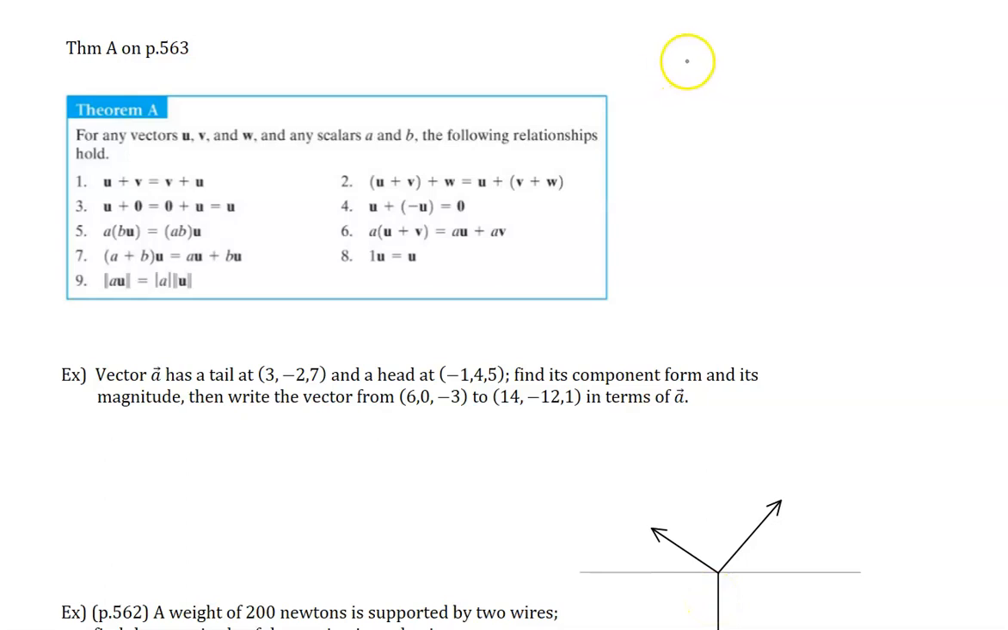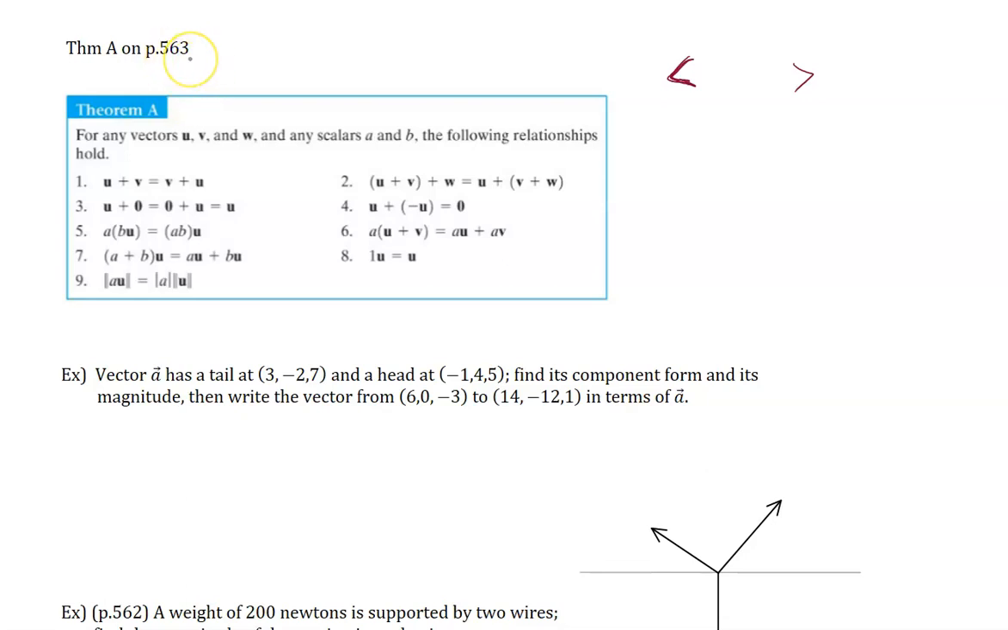In component form, we usually use these sideways V's on the side. And then also, when it is printed, like in this box right here, if it's bold, then that indicates that it's a vector, okay?